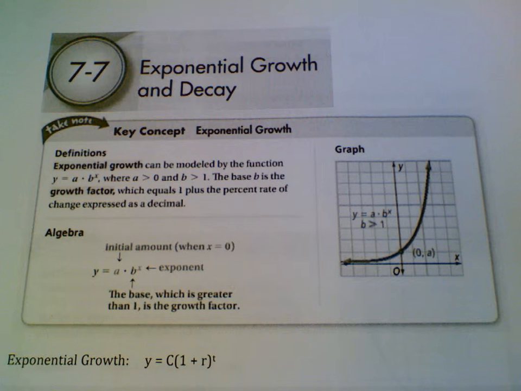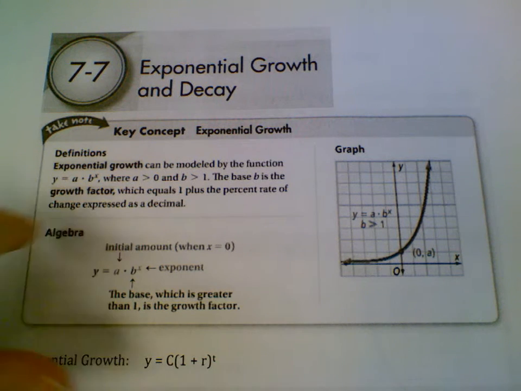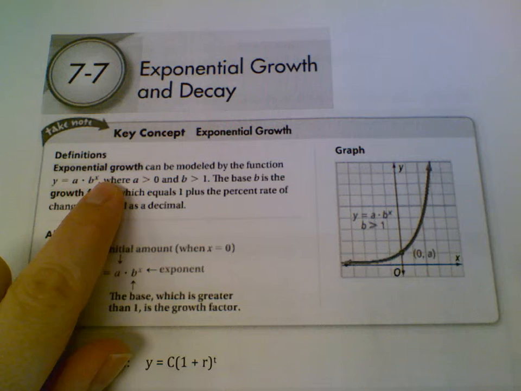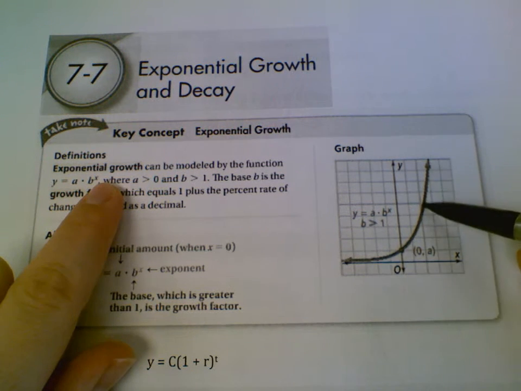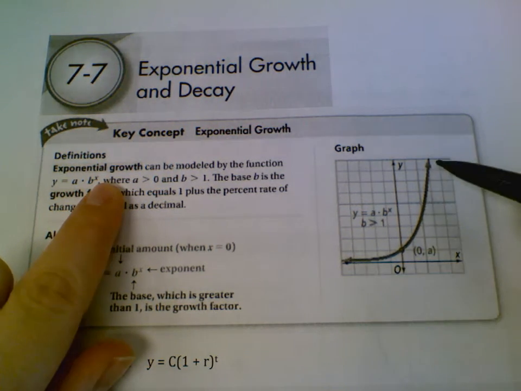The last section in Chapter 7 is about exponential growth and decay. So this is where we'll start getting into some word problems and solving and writing our own exponential functions. Exponential growth means, for a graph, that it's going to be going upwards and increasing.